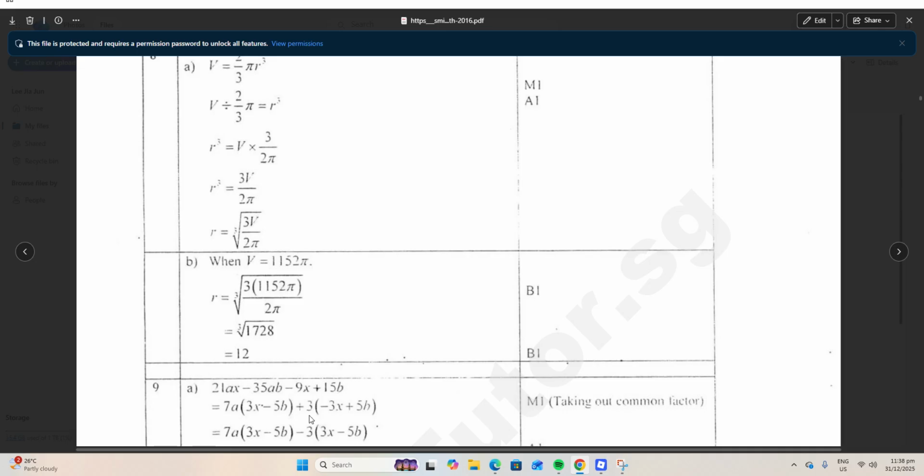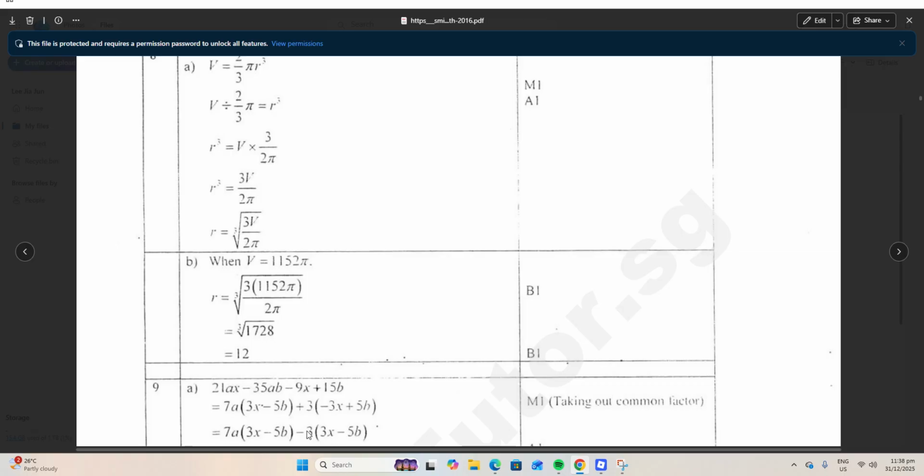How do you check? Take a look. You multiply this one inside, it becomes negative 3x, right? Multiply this one inside, becomes 15b, right? You multiply this one inside, so it becomes negative 9x. Multiply this one inside here, becomes positive 15b, because negative times negative is positive.